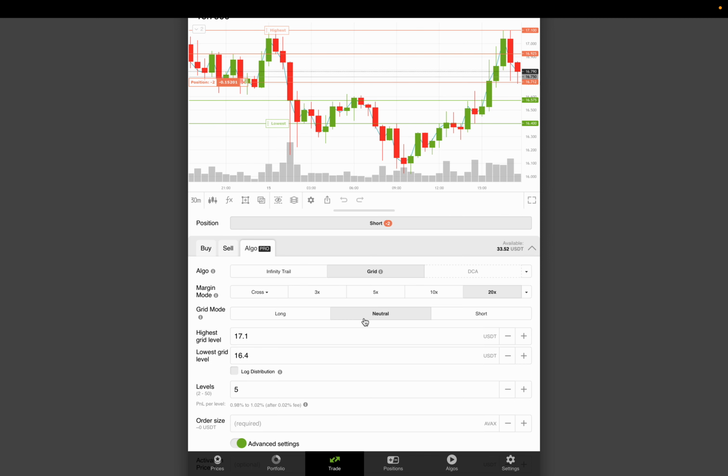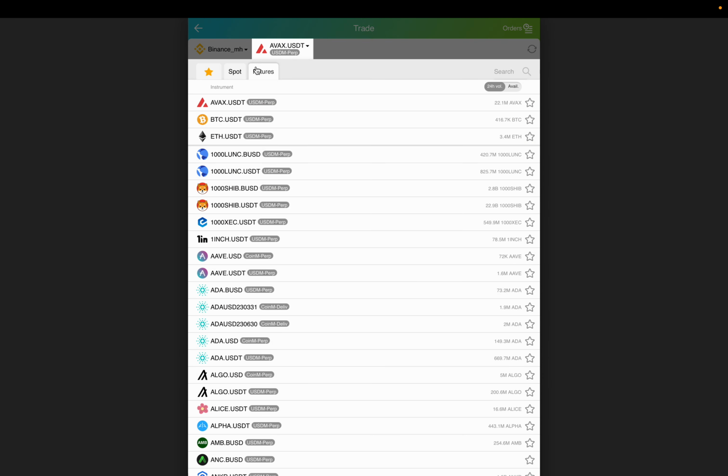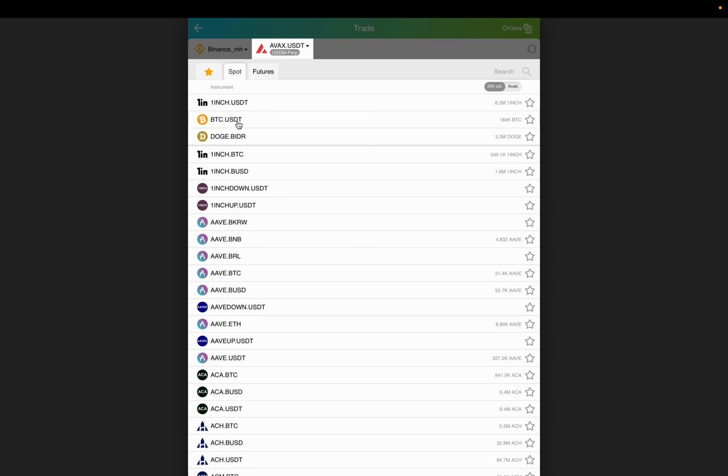Okay, now we've covered the basic theory of neutral, long, and short grids. Now let's look at some peculiarities of using those grids, first on spot exchanges and then on derivative exchanges. Okay, now let's look at launching short and long grids on spot exchanges. Let's move to the spot instrument.